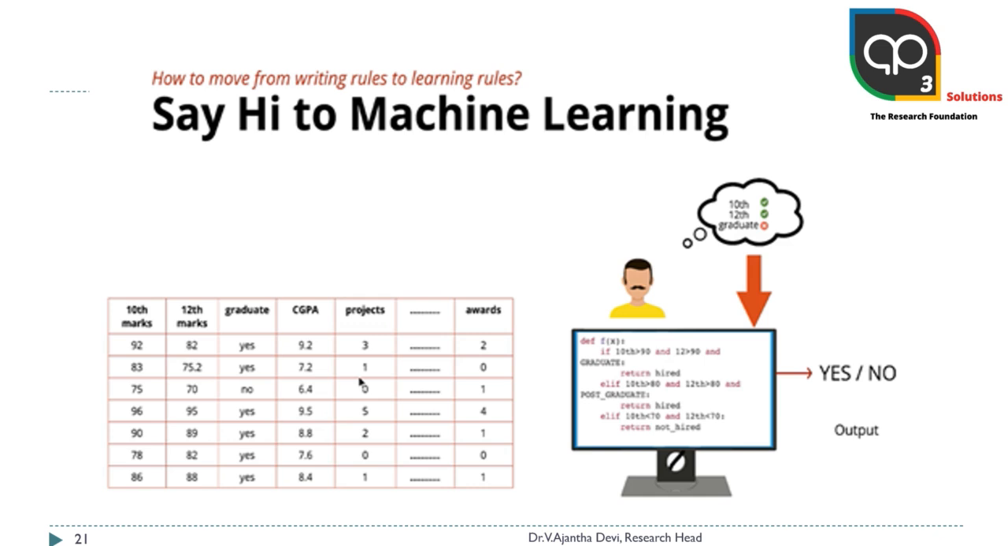you can see this program as a function of x, which takes x as an input. Of course, this x is all the things like 10th grade, 12th grade, graduation, CGPA, which together form the input x. The decision-making agent is the function f of x, and a human was actually writing this function.